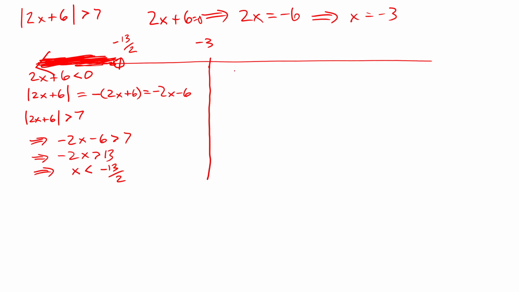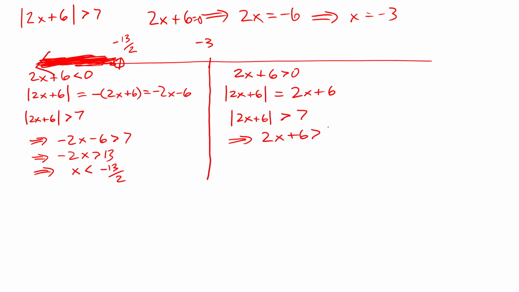Now let's flip over to the other side. On the other side, 2x plus 6 is greater than 0. What that means is the absolute value of 2x plus 6 will simply equal 2x plus 6. So solving the inequality, absolute value of 2x plus 6 greater than 7, will be the same as simply solving 2x plus 6 is greater than 7, which means 2x is greater than 1, which means x is greater than a half.